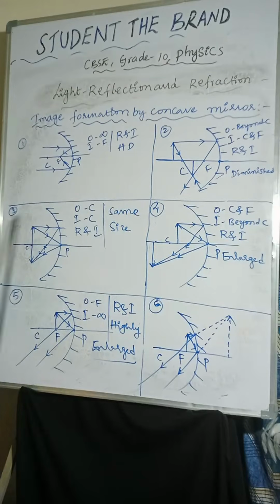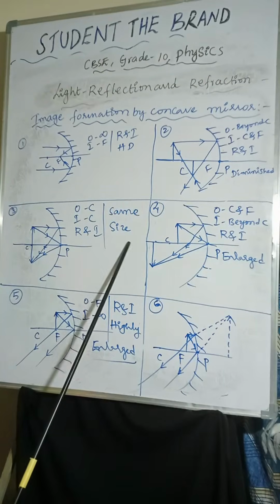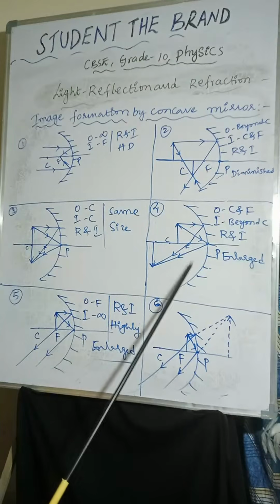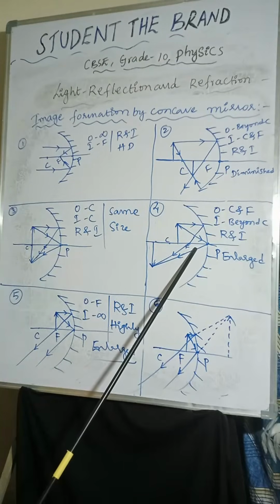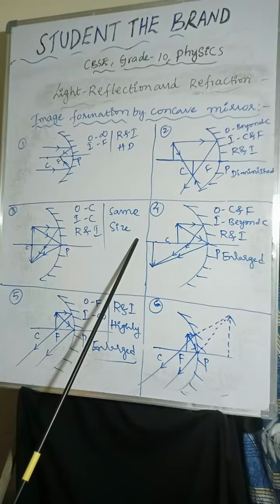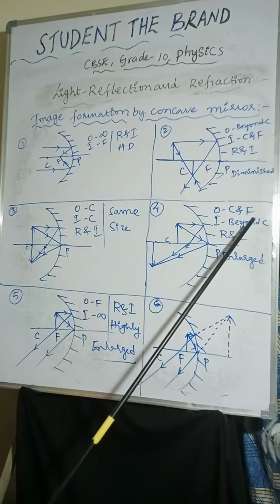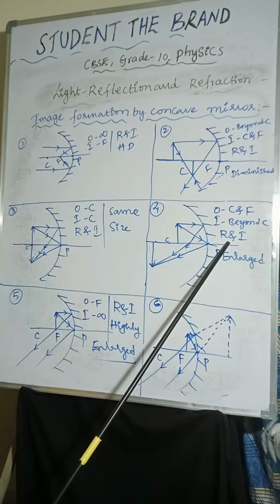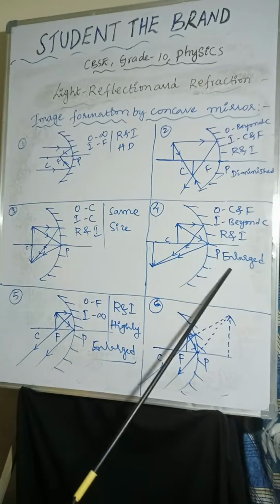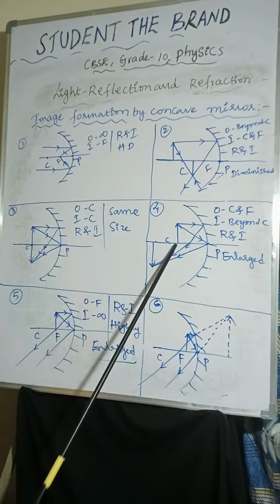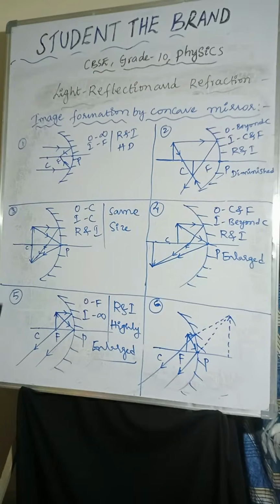And coming to third one, object is placed at C. Image also will form at C. Nature of the image is real and inverted, and size of the image is same size. And coming to fourth one, object is placed between C and F. Image is formed beyond center of curvature. Nature of the image is real and inverted, and size of the image is enlarged. Compared to the object, image size is increased. Coming to the fifth one, object is placed at F. Image is formed at infinity.